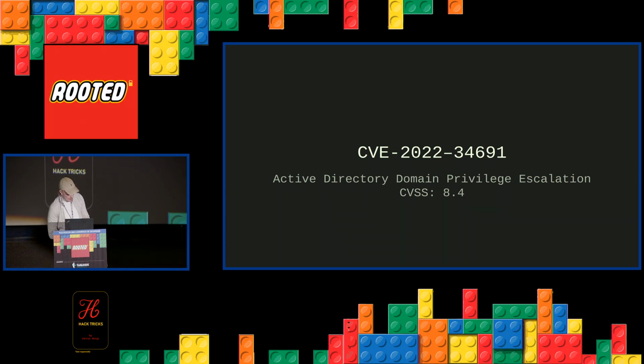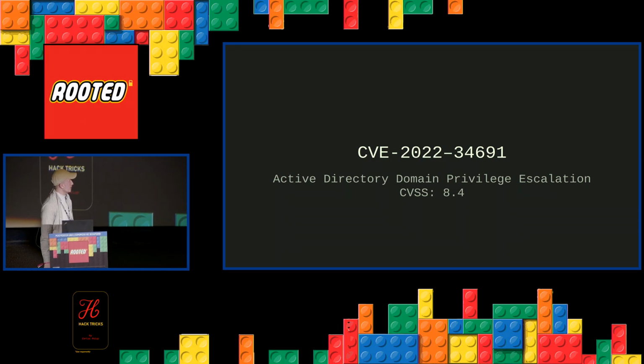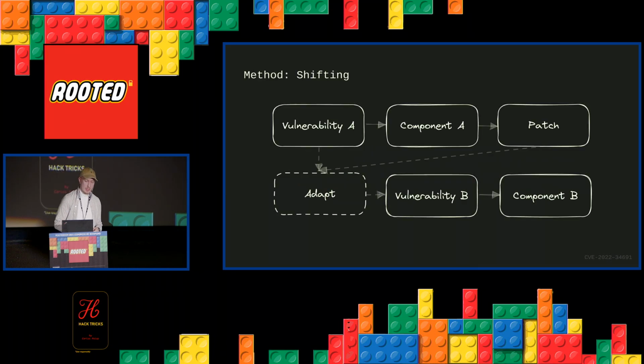The next vulnerability we will talk about, I didn't give it a name, probably because I didn't make a blog post about it, but it's another Active Directory domain privilege escalation that received a CVSS score of 8.4. So not 9.0, but 8.4. And the method we will be using is something I call shifting.